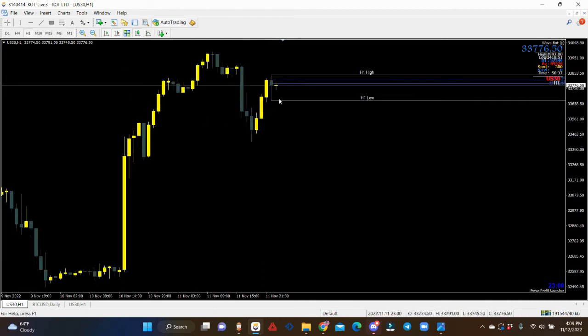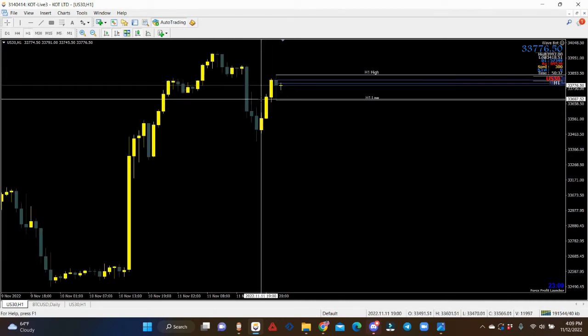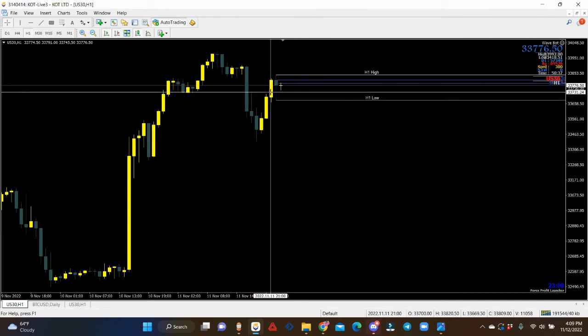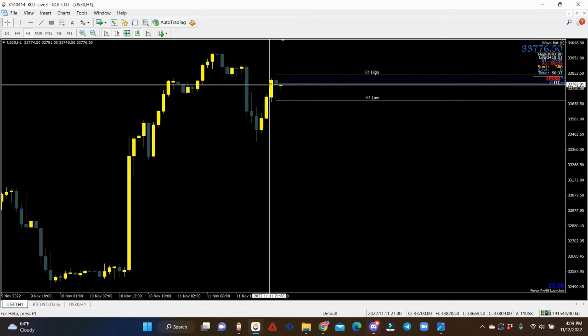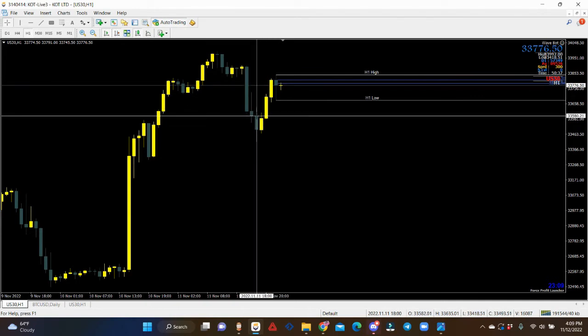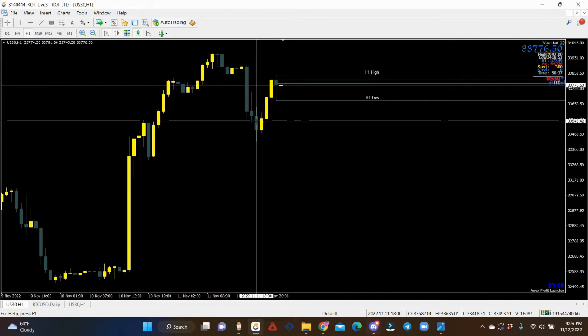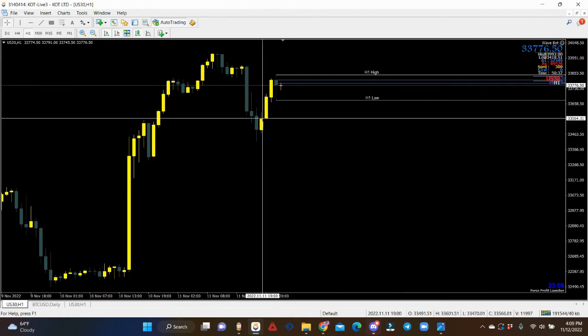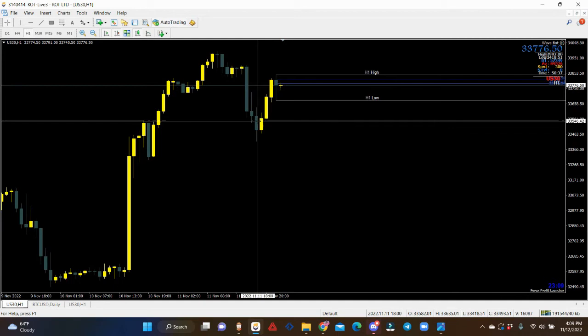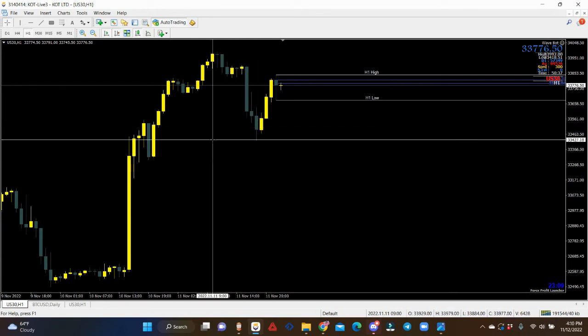Now, the different colors of these candlesticks. These yellow candles are bullish candles, which means that they are up candles. These gray candles are bearish candles, which means that they are down candles. So whenever you see a yellow candle, that means the candle's going up. Whenever you see a gray candle, that means the candle is going down. Now, you can change the colors to whatever you want. This is just how I have my chart.